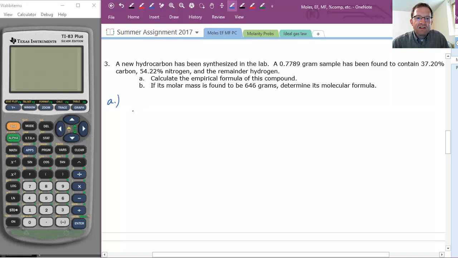Okay, so let's start out with that. Let's start out with the 0.7789 gram sample and figure out what is 37.20% of that. Okay, if that's what we're looking for here. Now we're going to want to write the percentages as decimals when I go punching them in my calculator. So this is 37.20% written here as a decimal.